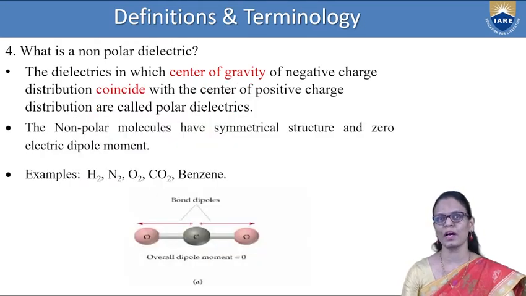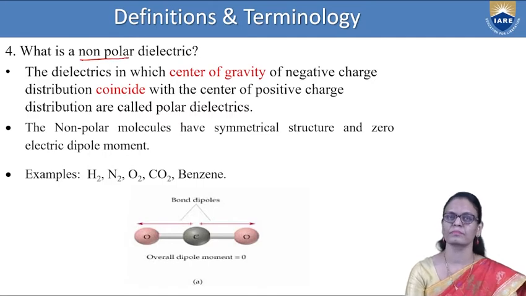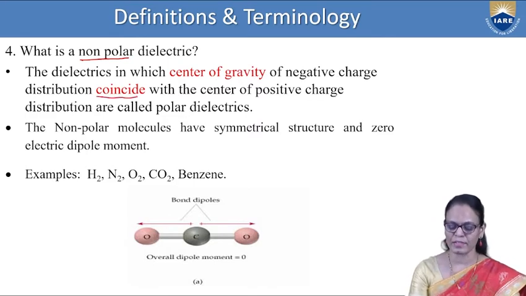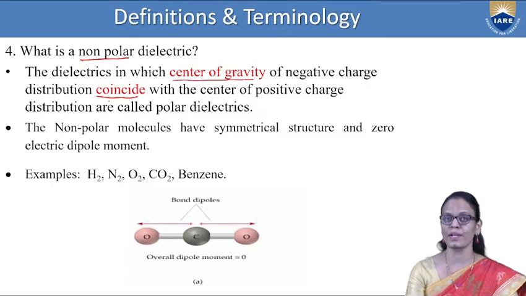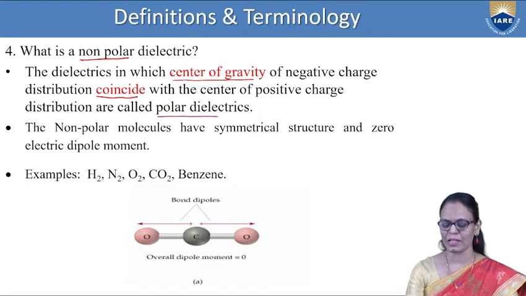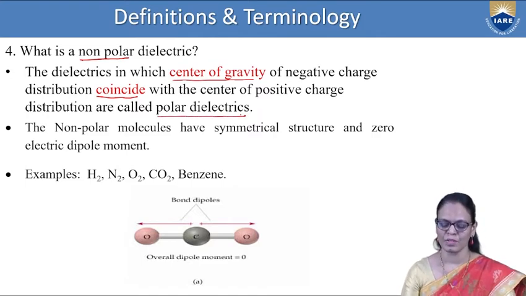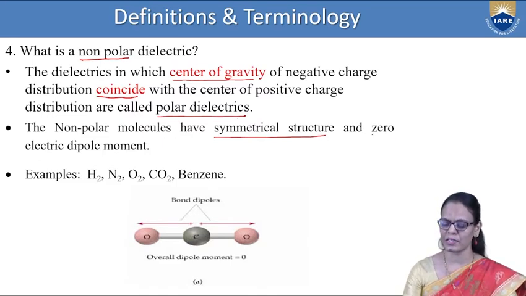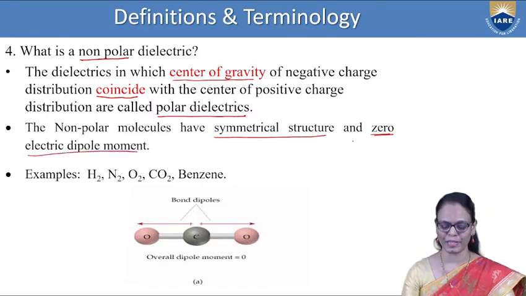Now, what is a non-polar dielectric? The dielectrics in which the center of gravity of the negative charge coincides with the center of the positive charge distribution, we call them non-polar dielectrics. So, these non-polar molecules have a symmetrical structure. That is why they coincide. And the net dipole moment is 0. They cancel each other, therefore the net dipole moment is 0.